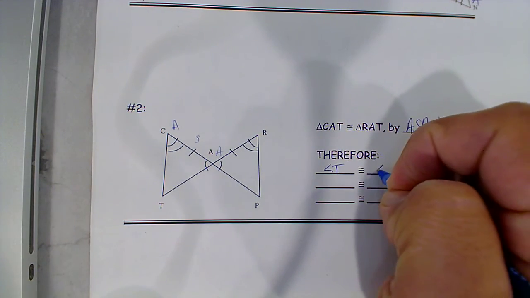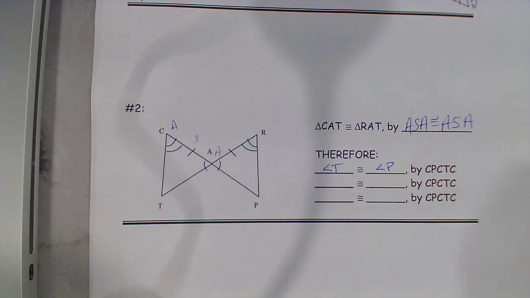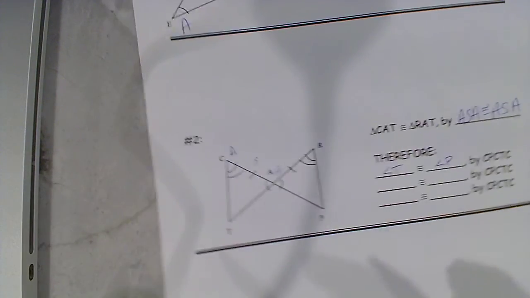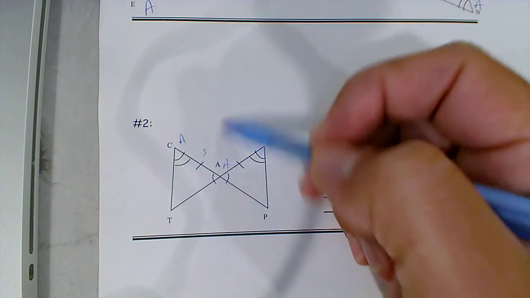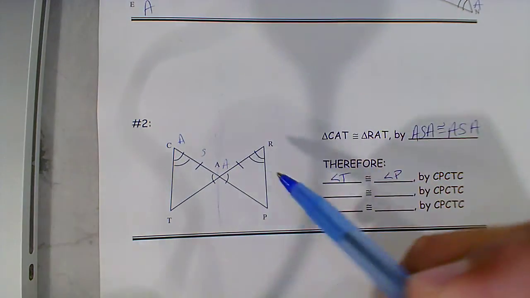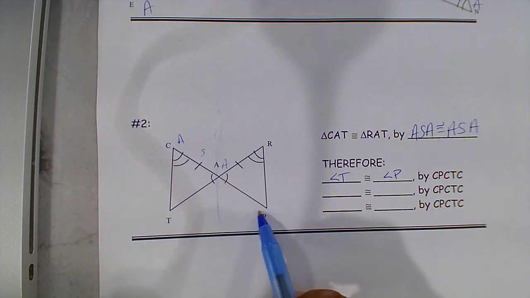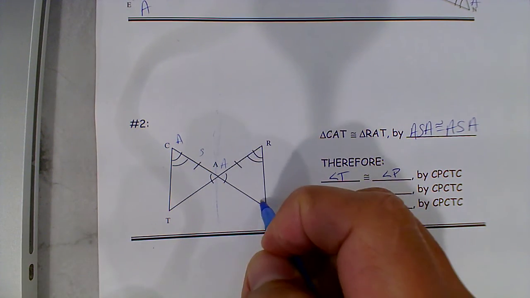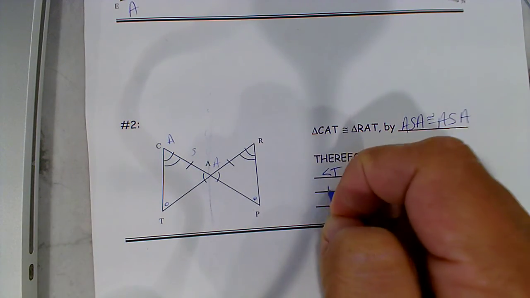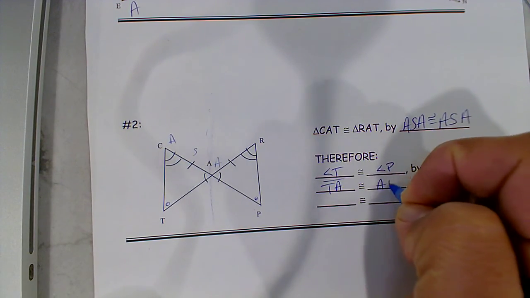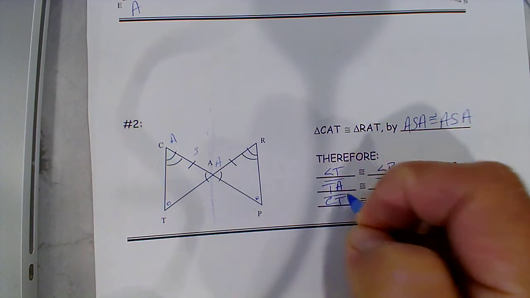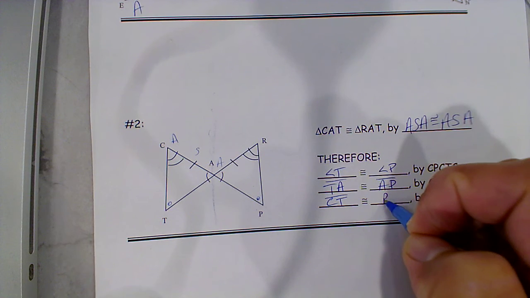Oh, well, I've got a pair of angles here. Angle T is congruent to angle P. I also have the sides. Oh, look at this. This is kind of like a reflection here. So this side matched up with this, this angle matched up with this, and that's why these angles matched up, right? So TA and AP, TA and AP. And then that last pair of sides, CT and RP.